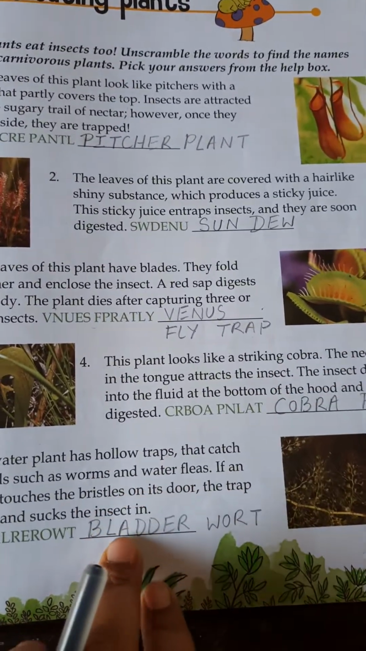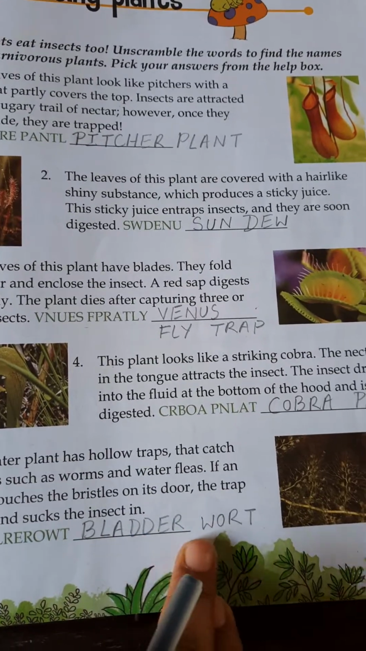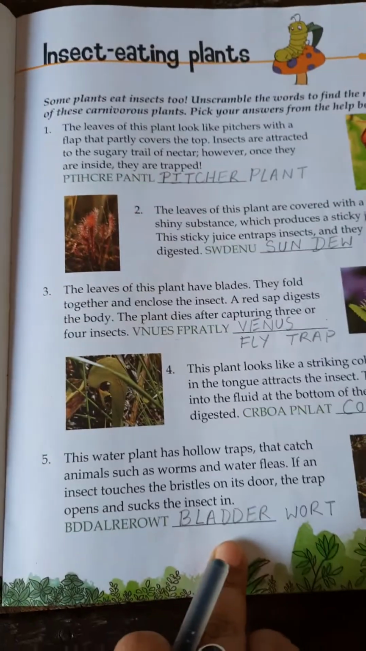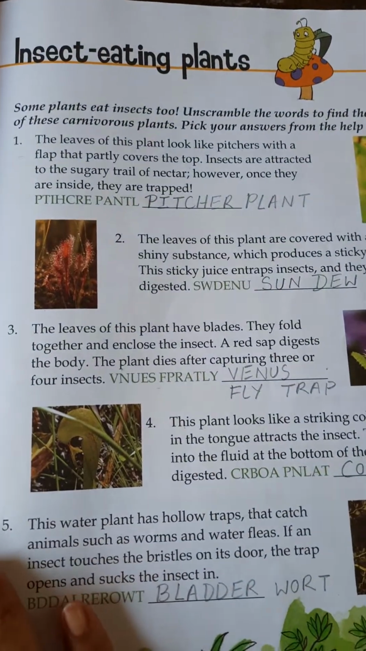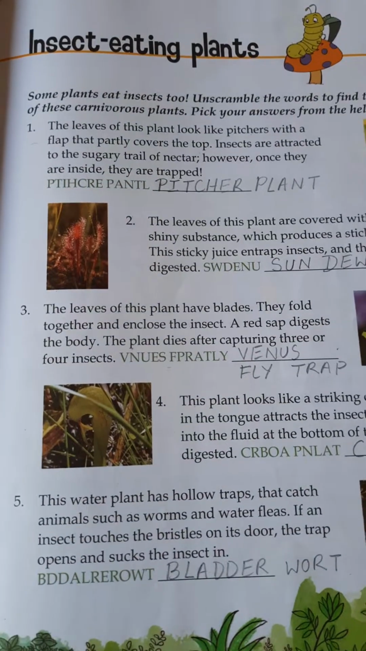So the name of this plant is bladderwort. Bladderwort. Bladder, bladderwort, W-O-R-T, the name of this plant. Please try to write the correct spelling and write in your book. All these five plants are important. You need to remember all these names, and one characteristic that you need to remember from these plants.